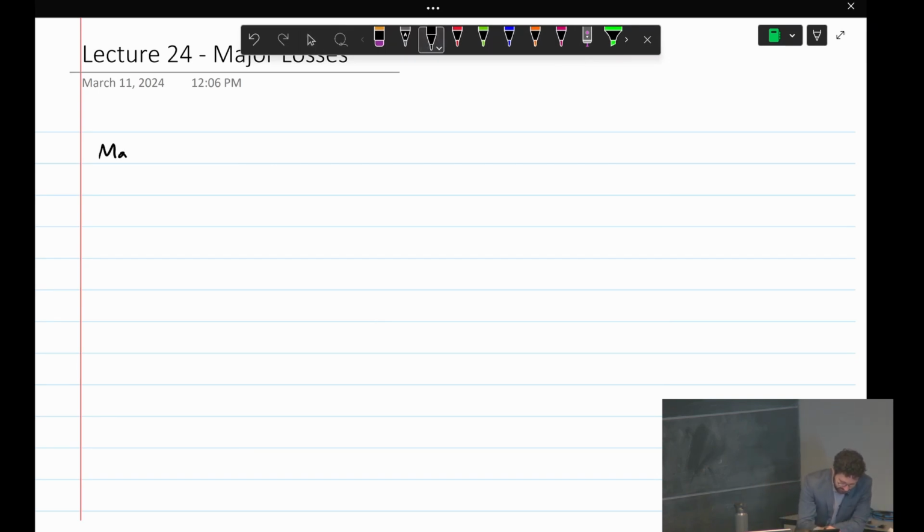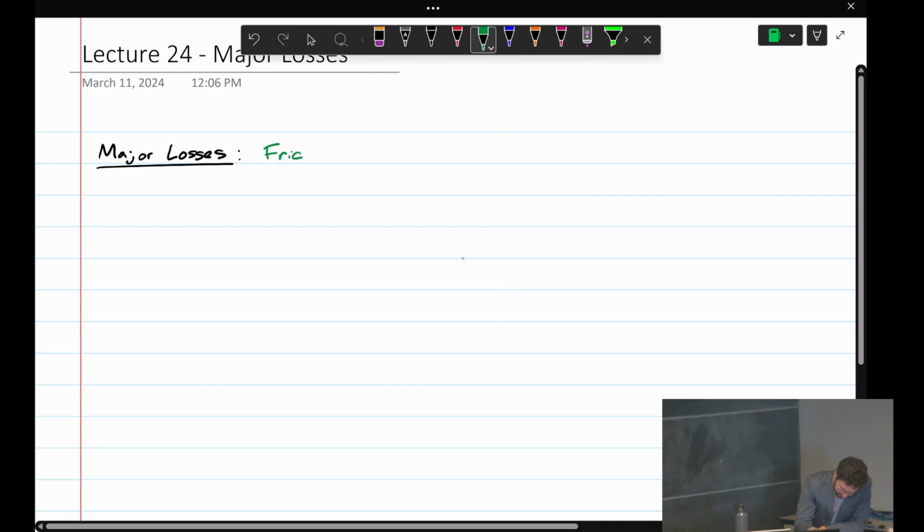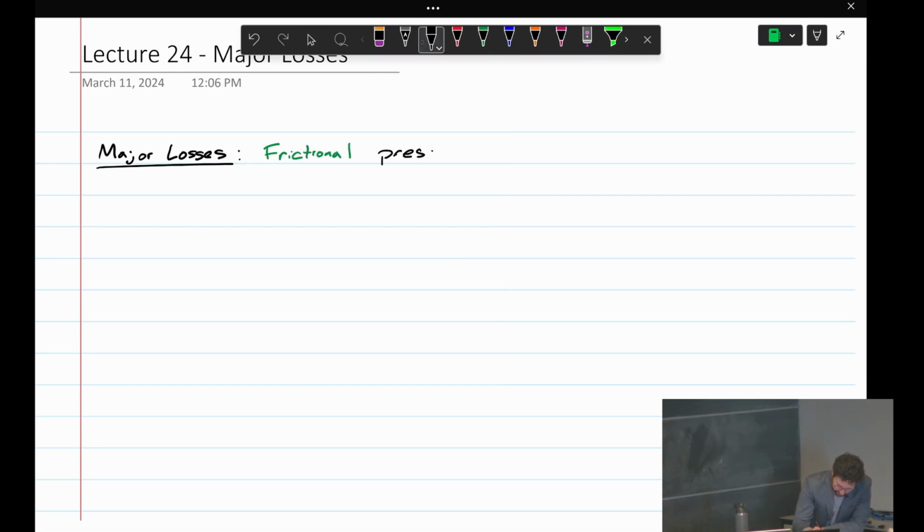So the definition of major losses: these are frictional pressure losses in a straight pipe. So let's draw a straight pipe section.